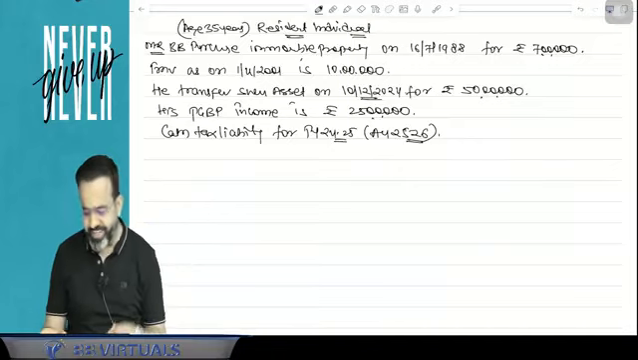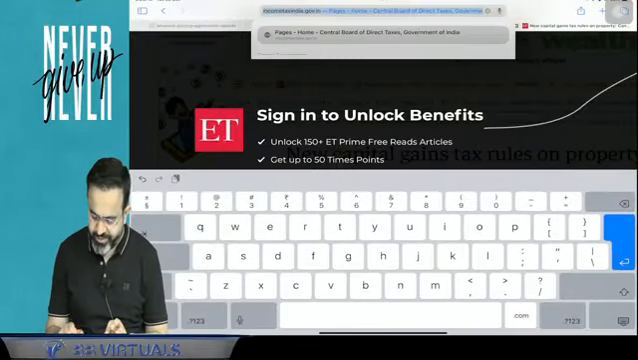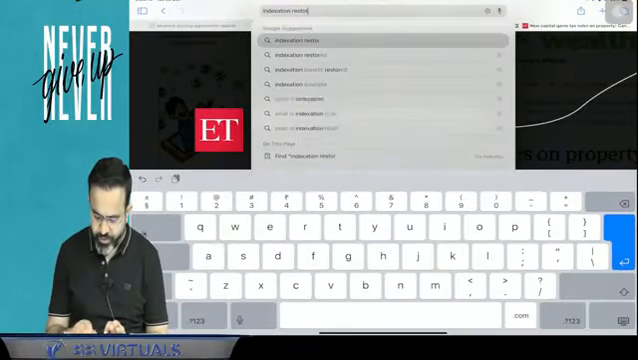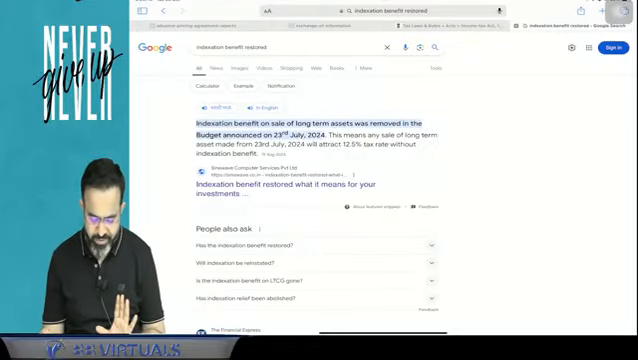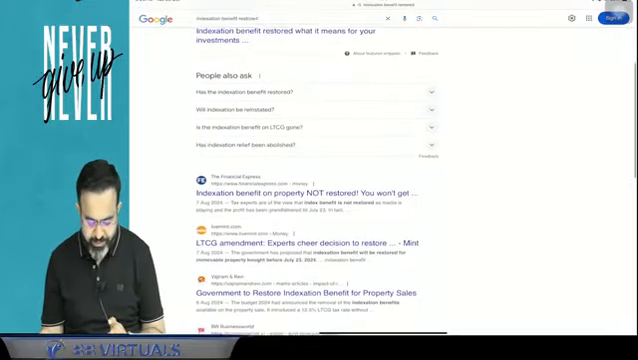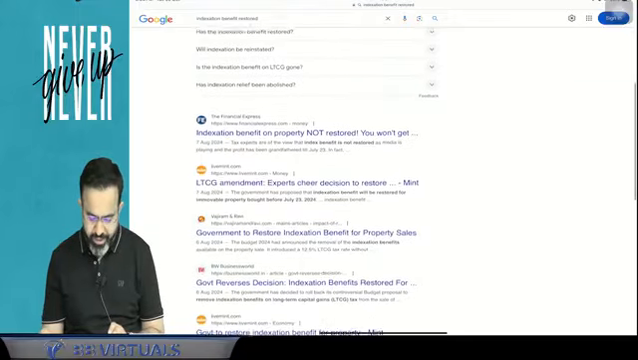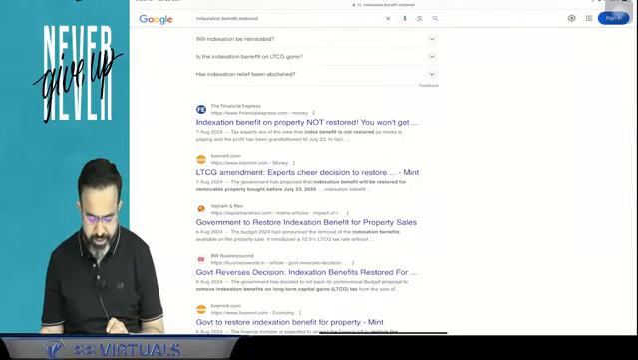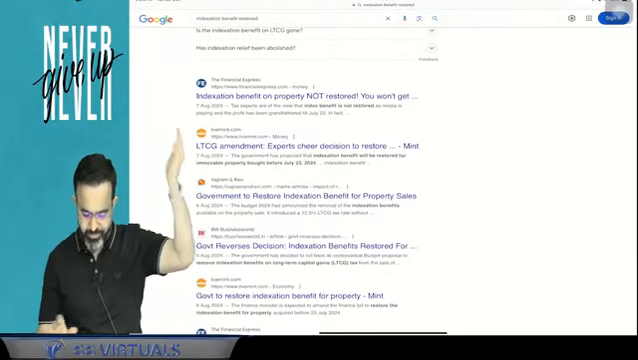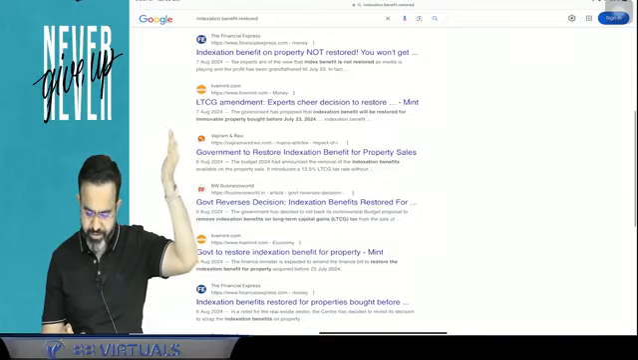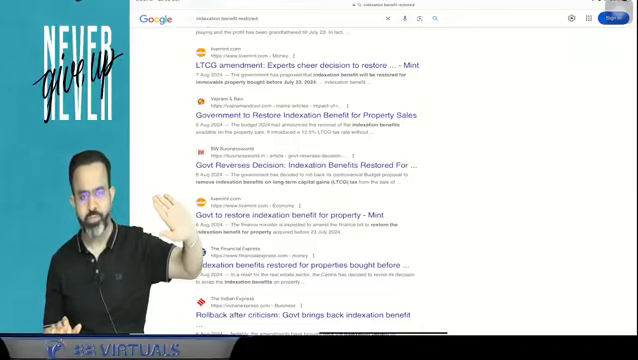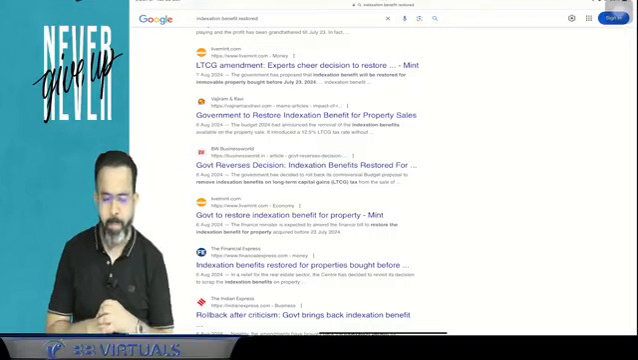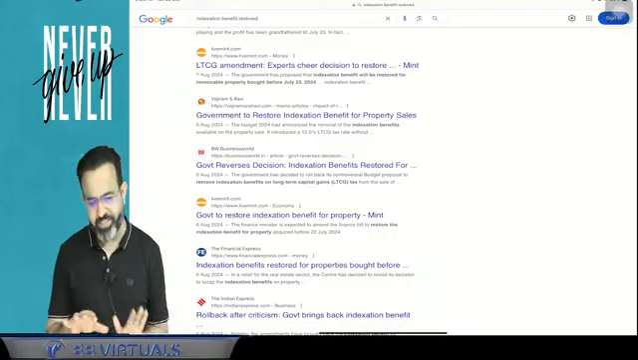I can show you some article on the website. Indexation benefit restored. Here various websites are given, and one financial article says index benefit is restored. So is it really that index benefit is restored or not? That you have to check and try to calculate.